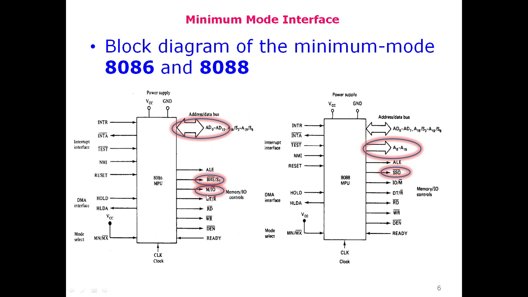where this pin is sending a signal to access the memory or the input and output devices. The memory is accessed when a 1 is sent through this pin, while in case of 8088 it is IO/M prime, so the memory is accessed when a 0 is sent through this pin.